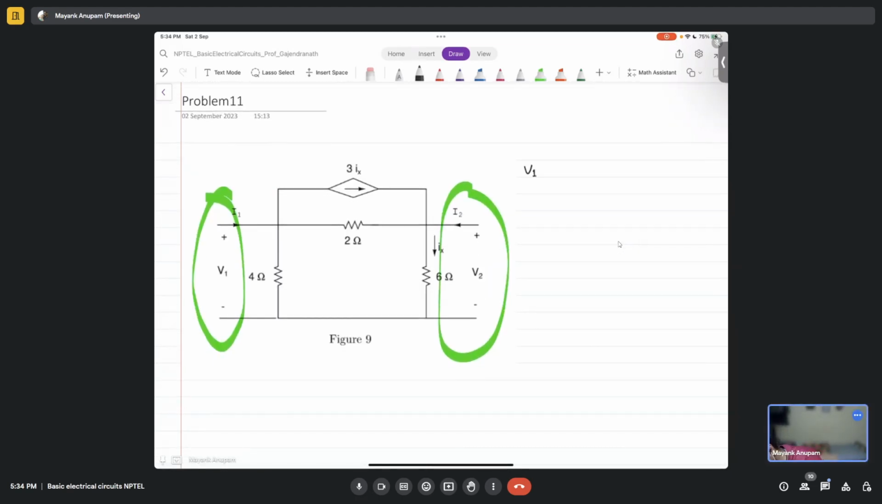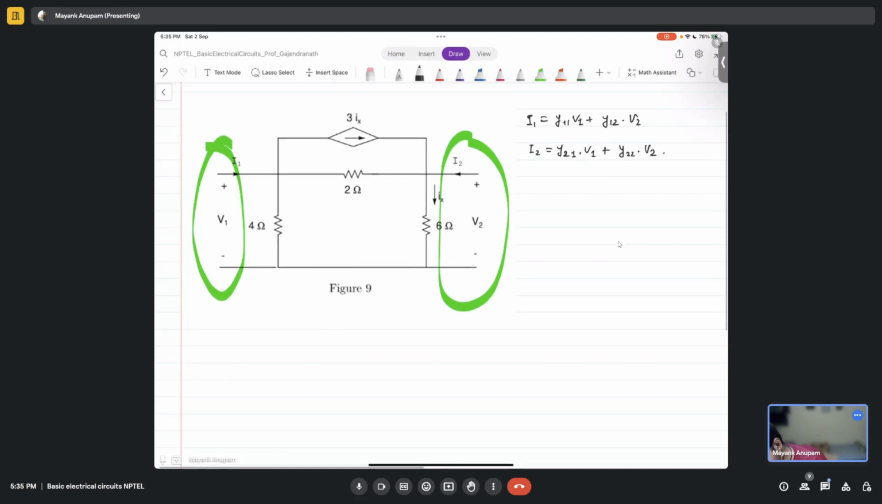So I1 should be equal to y11 times v1 plus y12 times v2. And I2 is equal to y21 times v1 plus y22 times v2, right? So now what do I do? How will I find out y11?